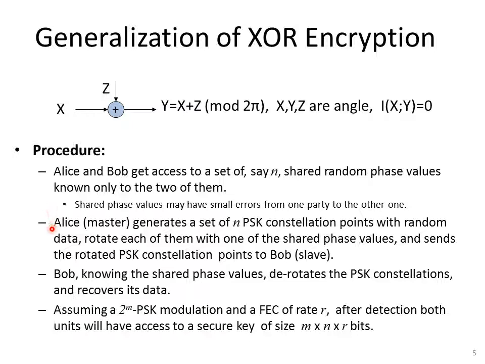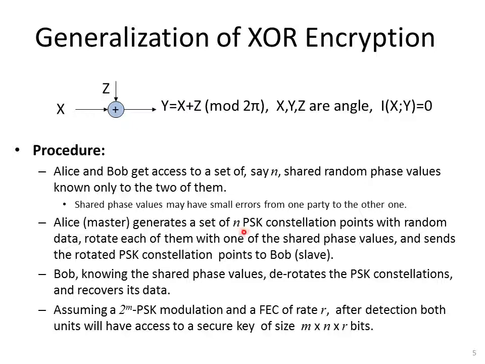The second part of this procedure: after such common phase values have been provided to both parties, Alice, who acts as a master, generates a set of n PSK constellation points. This n is the same n that we have here, the number of shared phase values.